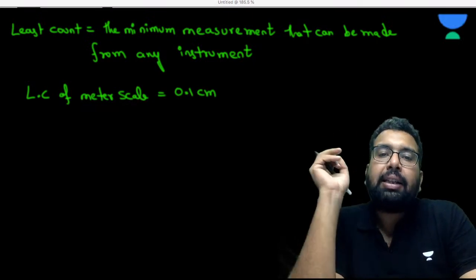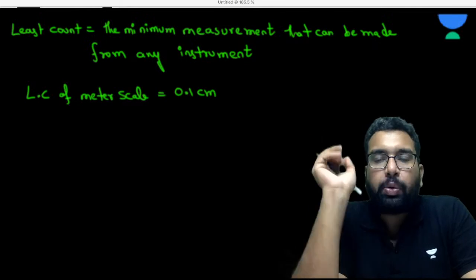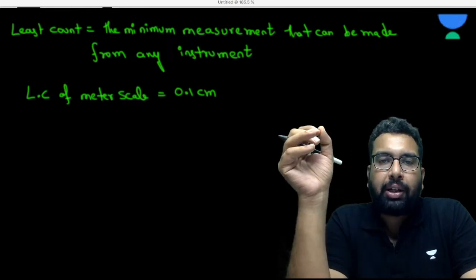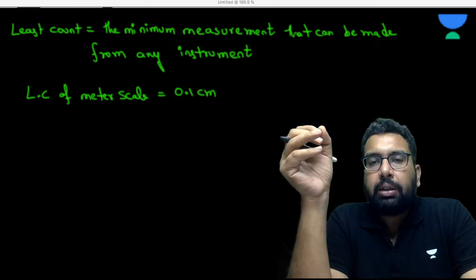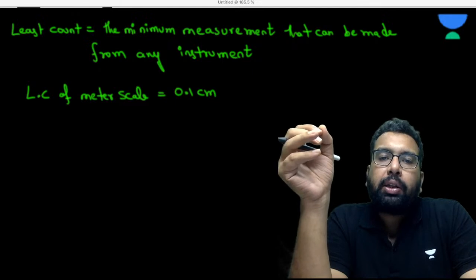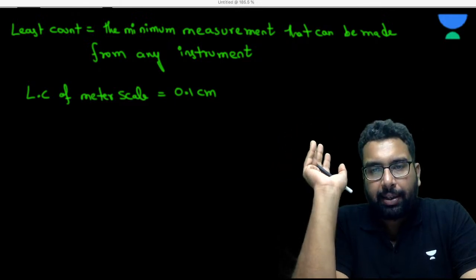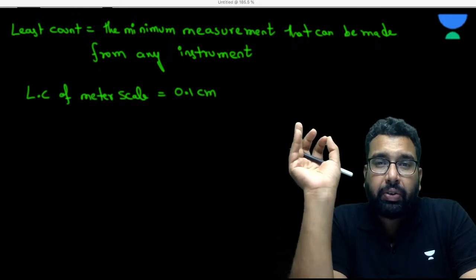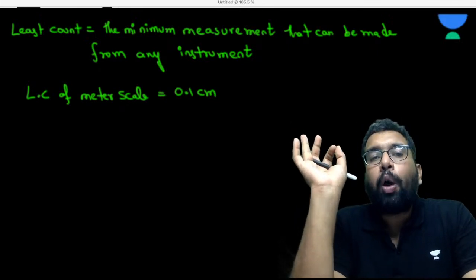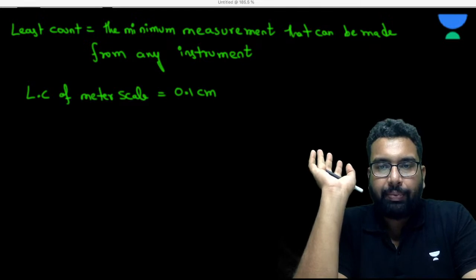So that is the reason why. Now see, please try to relate. Because least count is 0.1 centimeter, we can measure length up to the accuracy of 1 decimal place, because each division reads 0.1 centimeter. Okay.